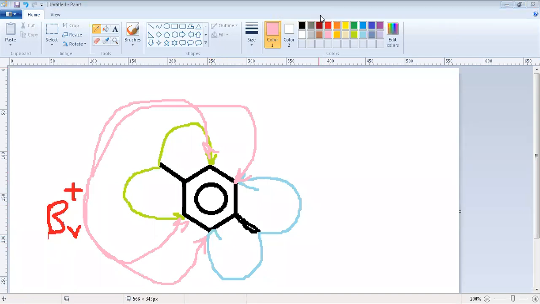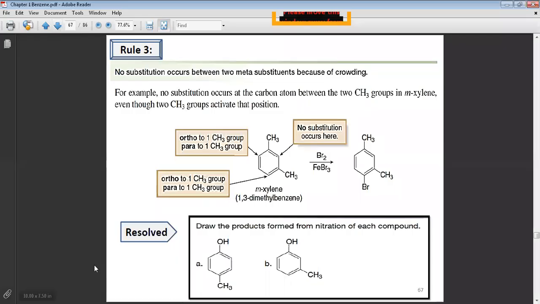Now, resolve. Draw the products formed from nitration of each compound. Is it ortho, para, or meta? Ortho para. Ortho para by which effect? By resonance. And this one by an effect? Inductive effect.